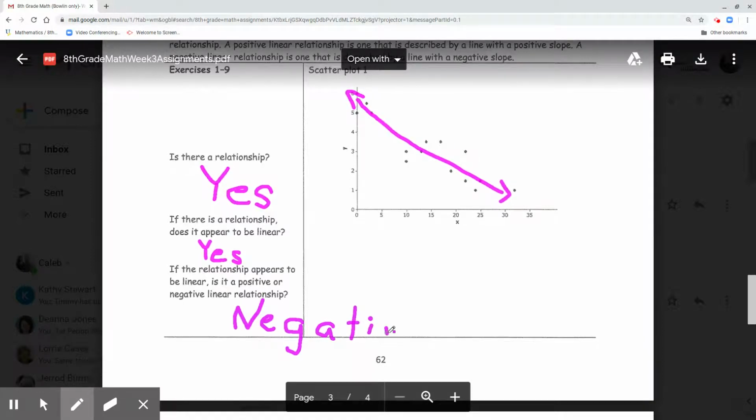Okay, so this is a good example for you of having a negative sloping scatter plot, which we would say has negative correlation. All right, I'm going to go ahead and take us to our next one.